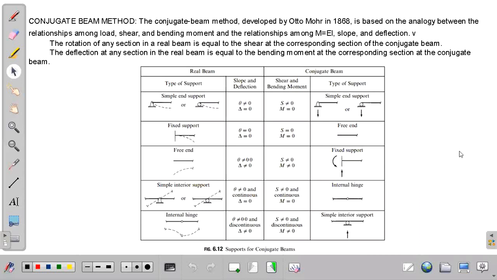Okay. So last meeting, we discussed the moment area method, which is one of the methods in solving for the slope and deflection of a beam. This time, we're going to move to the next topic, the conjugate beam method. This is another method in solving for the slope and deflection of beams.